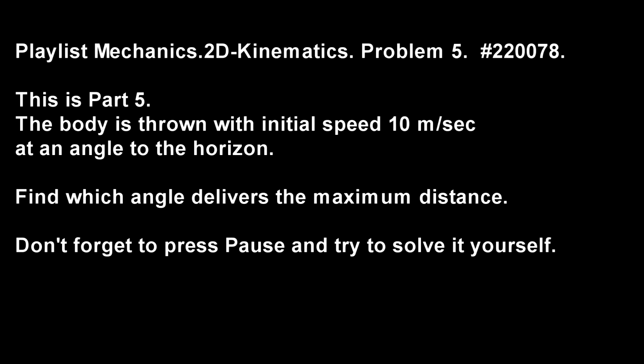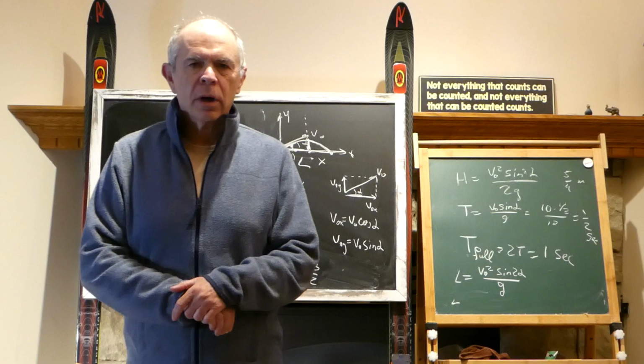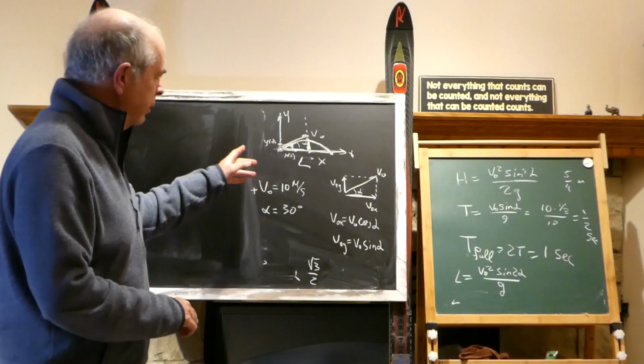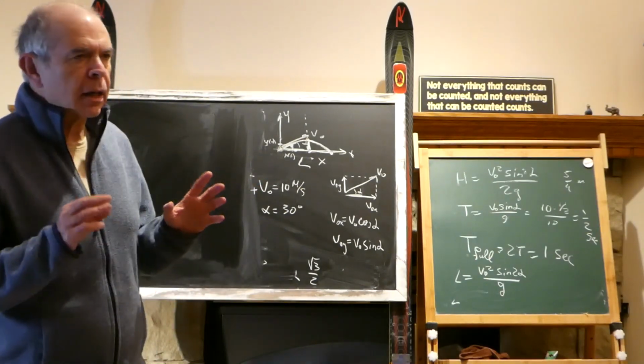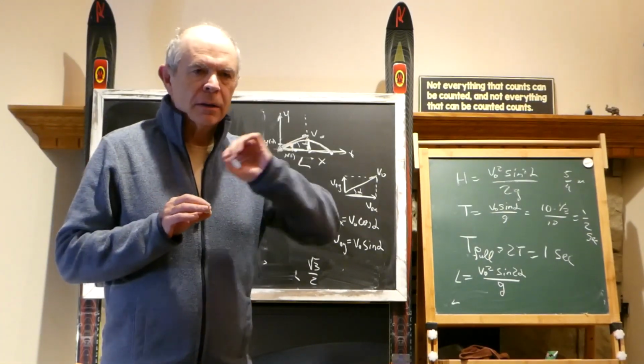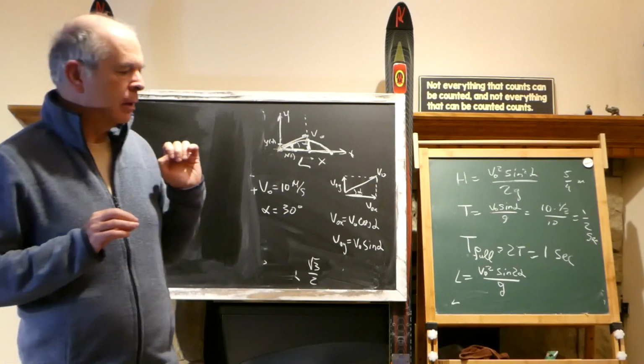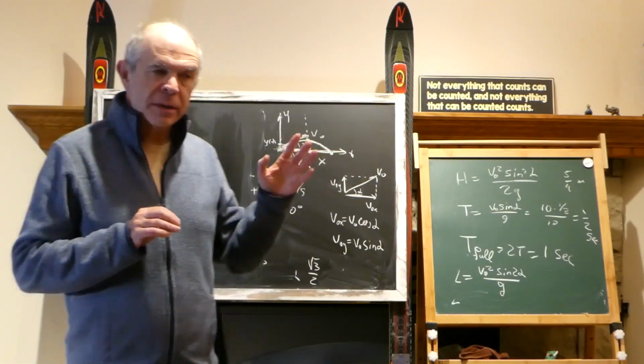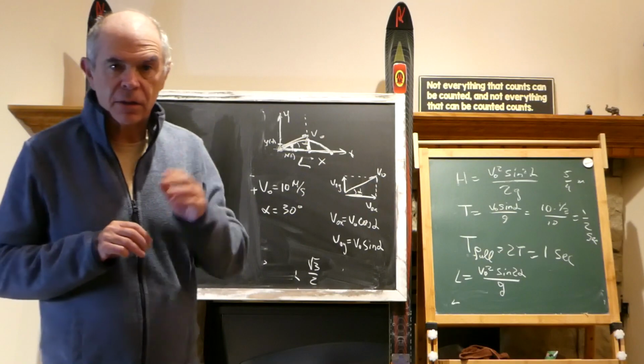So here is a problem. As always, read it, maybe once, maybe twice, and then pause the video and try to solve it yourself. So, another installation about the body that's thrown at the angle alpha with some initial speed, v0.